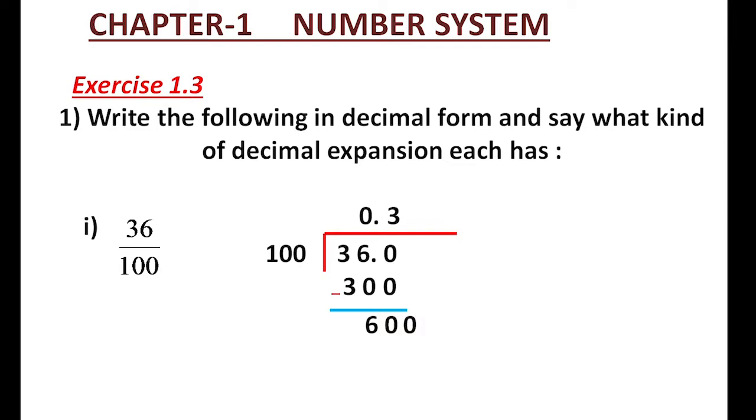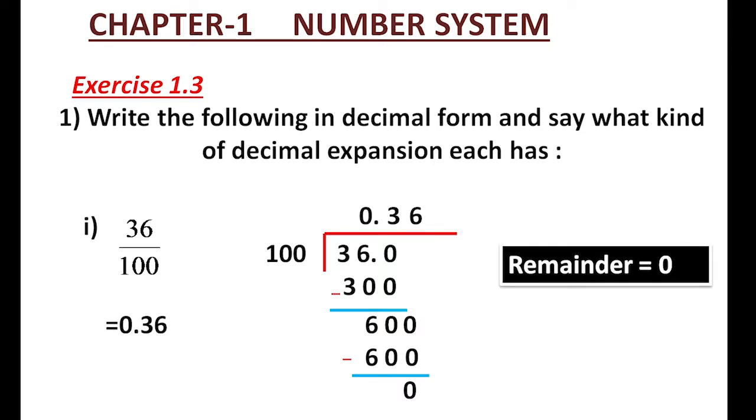And again we can put zeros because it is a decimal number. That many zeros as required we can enter. So in 600, how many hundreds are there? We know that 6 times 100 is 600. The remainder is 0, and the quotient is 0.36. That is the decimal form of 36 by 100. So the first part is over.